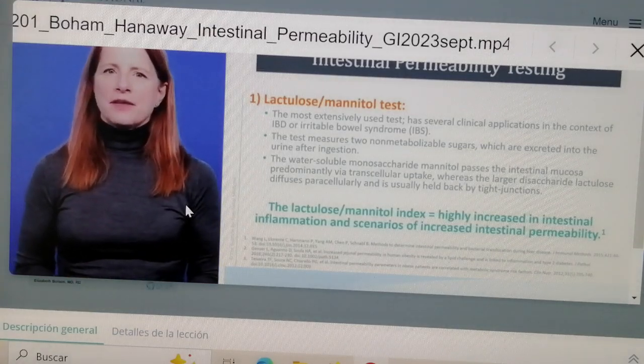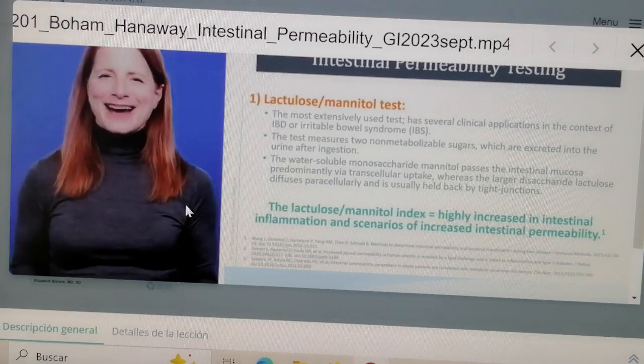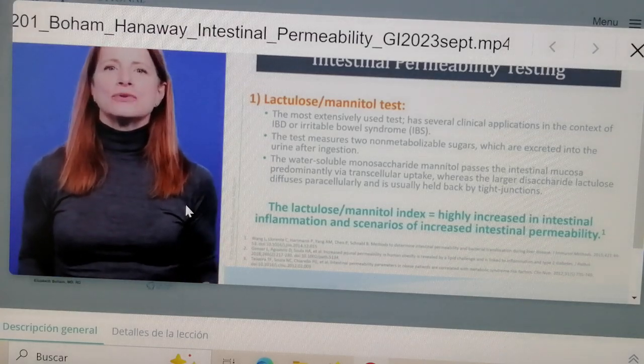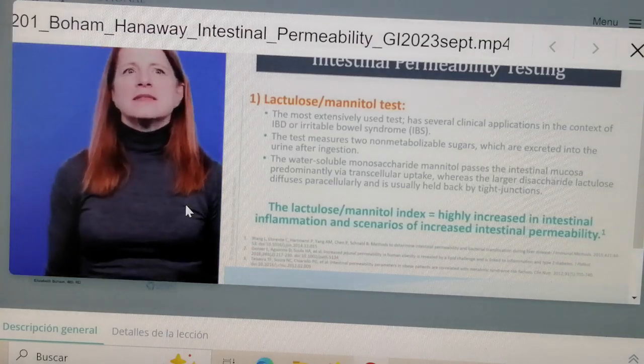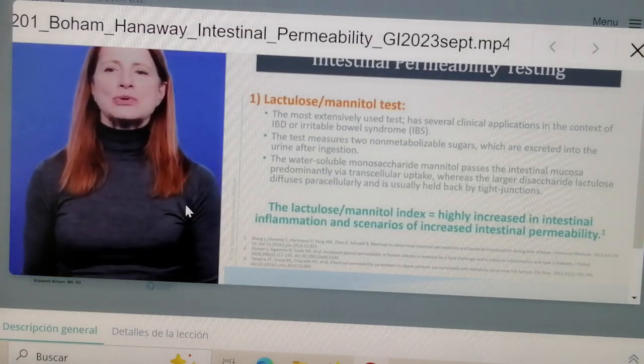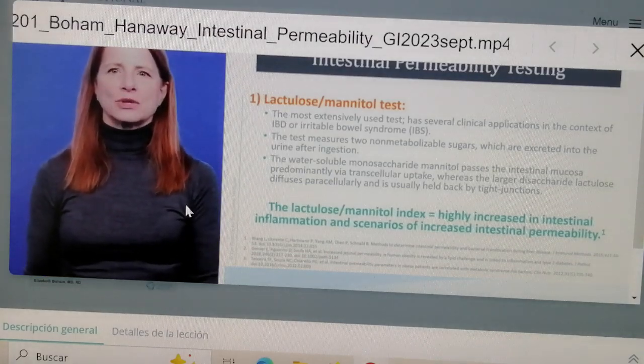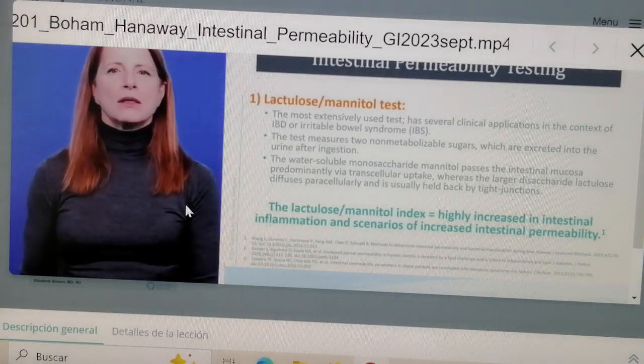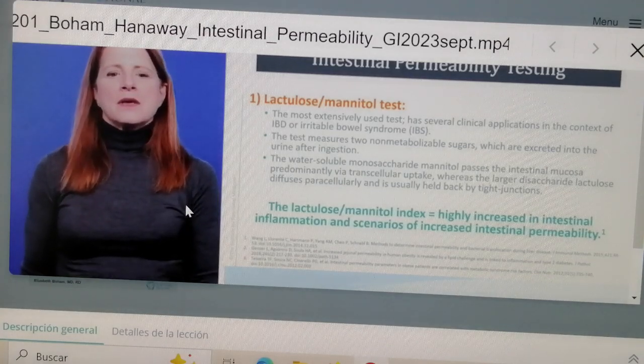As I started with my patient that we will come back to, I promise you, but when I started talking about her, I showed you the lactulose mannitol test. This has been the most extensively used test for increased intestinal permeability, and it's clinically validated to measure small intestinal permeability.